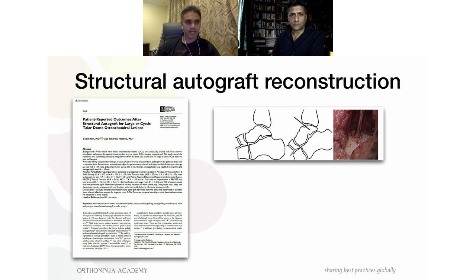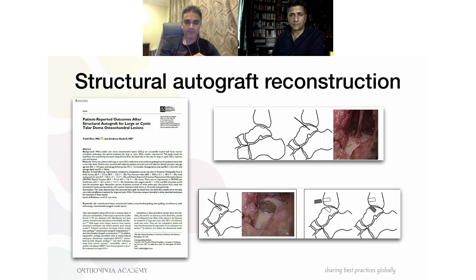This is a paper by Kim et al., which is about 30-odd patients, and they used structural autograft from the distal tibia because they were right there. They open up, just extend the incision a little more and get the core drill, clean up your defect and take plugs of bone from the distal tibia and just pack it in there.